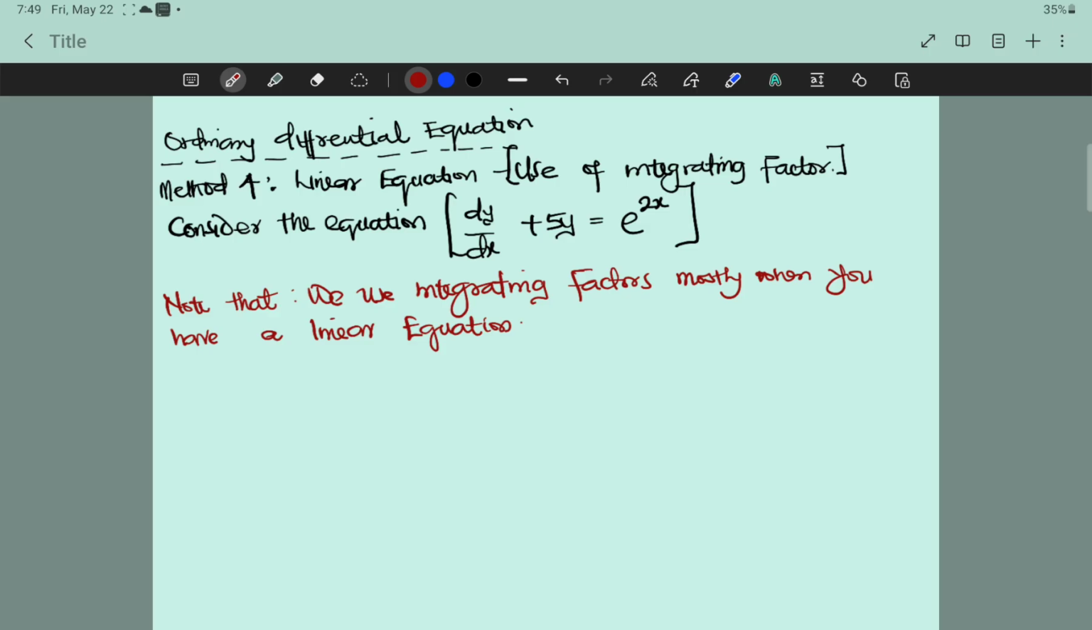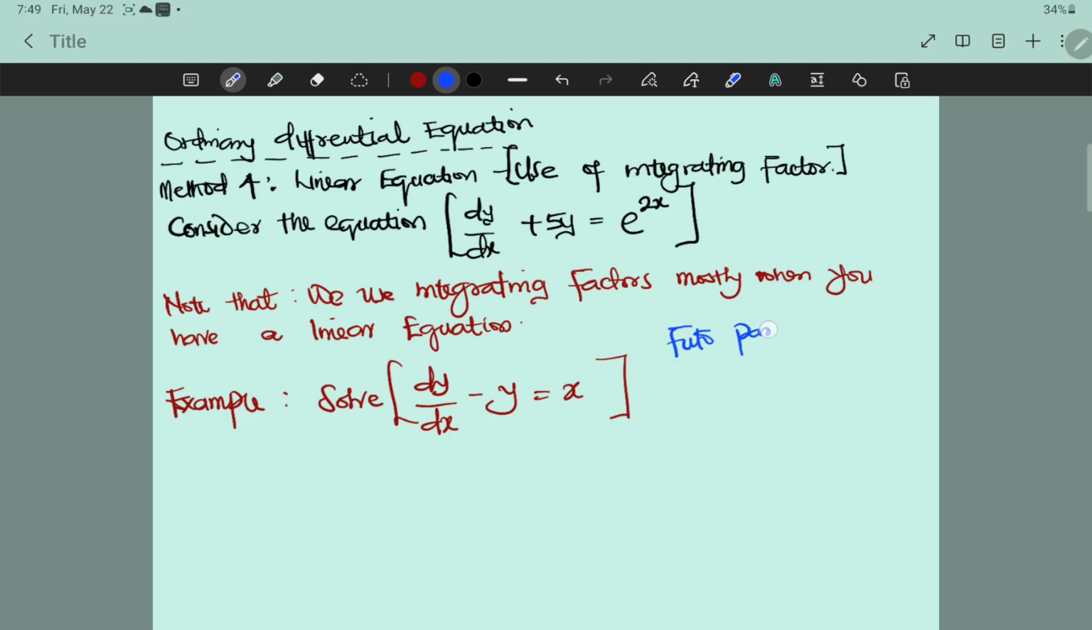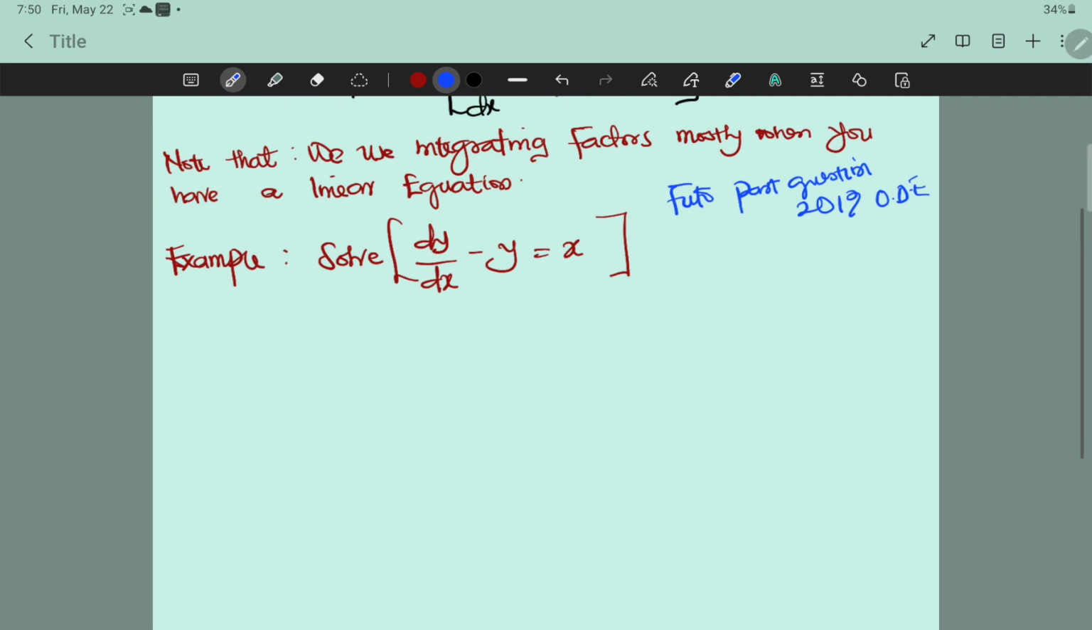Example 1. We want to solve this particular question. It's a past question, 2019 ODE. It says solve dy/dx minus y is equal to x.